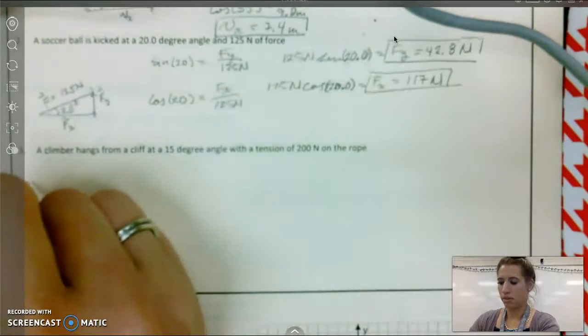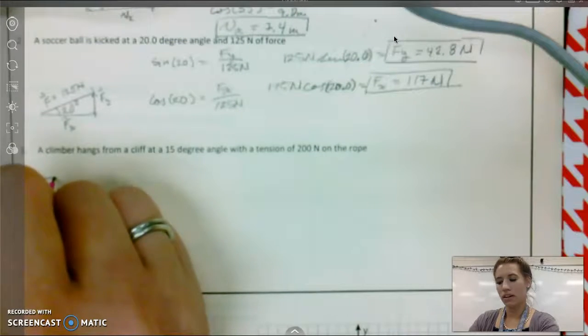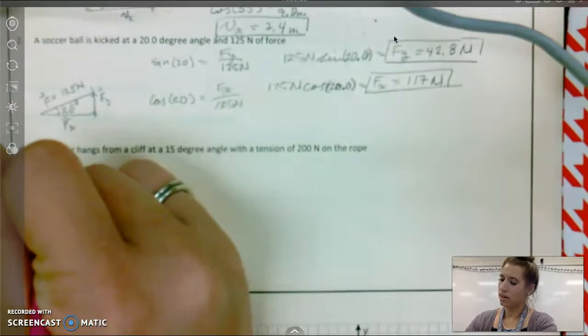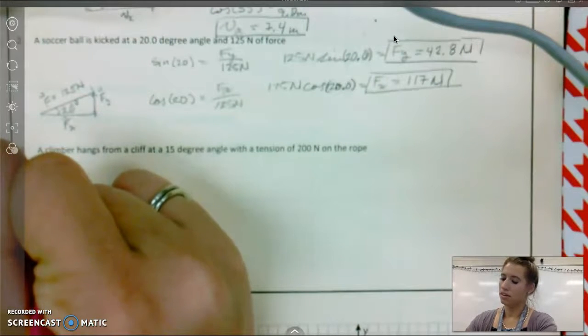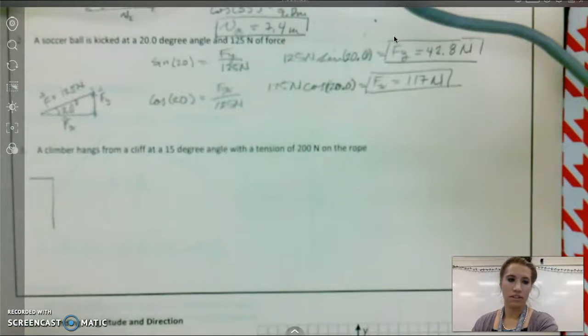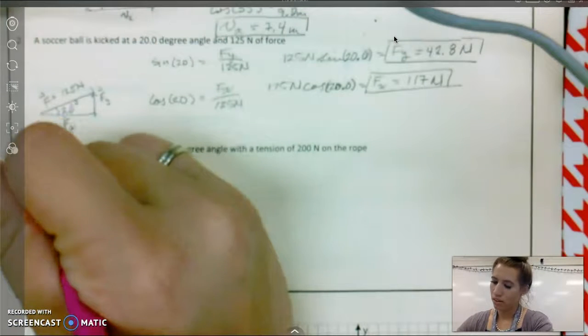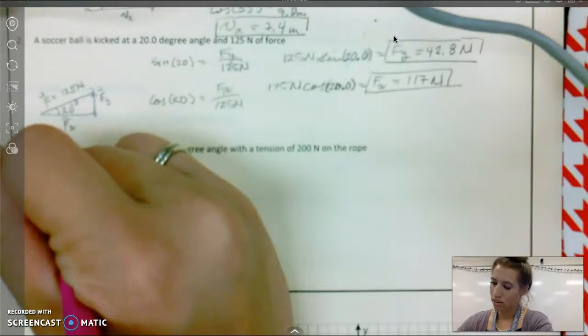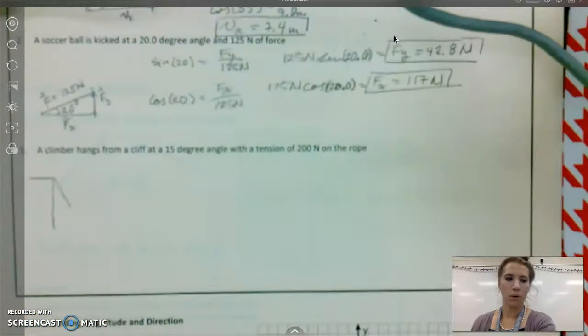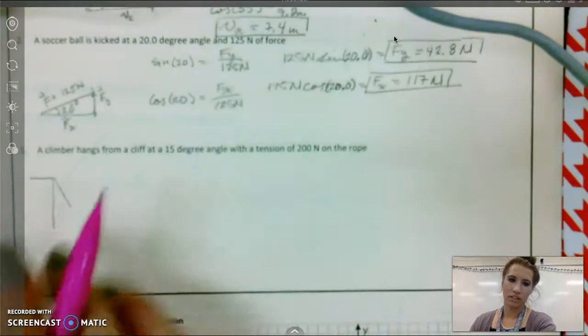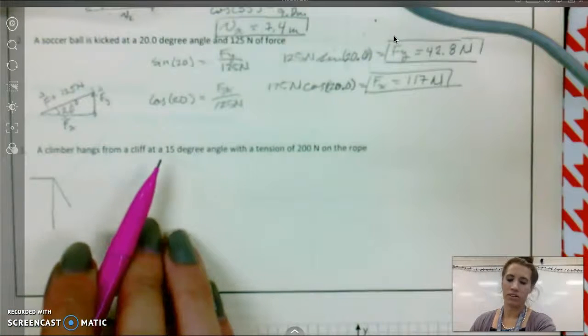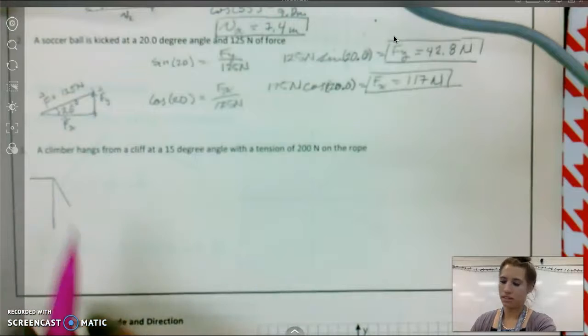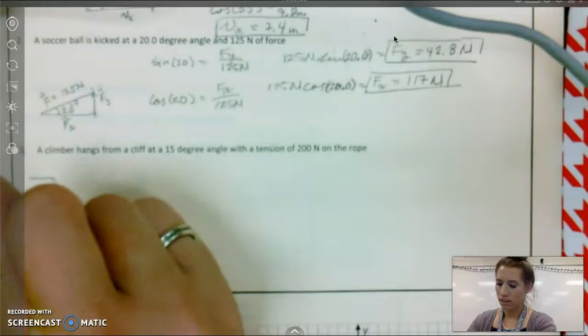That's what's going to be the most helpful. We draw a lot of pictures in this class. They don't have to be pretty. We just need to be able to see what's going on. There's my cliff. Here is the rope. That's a much bigger angle than 15 degrees, but I'm just going to exaggerate it so we can see it a little bit easier, okay? And then we have our climber.